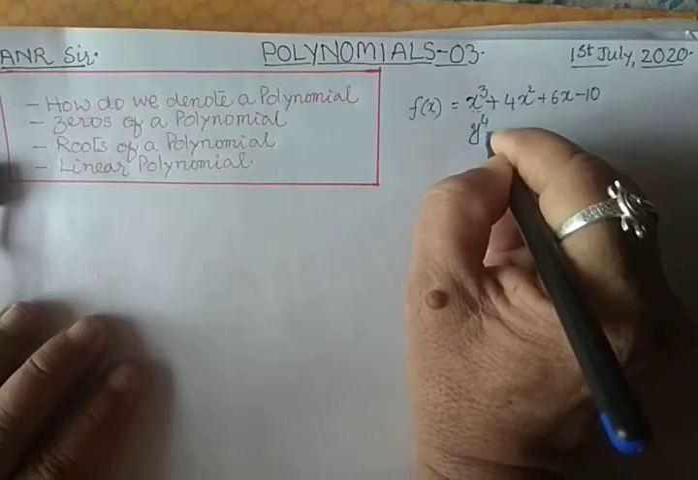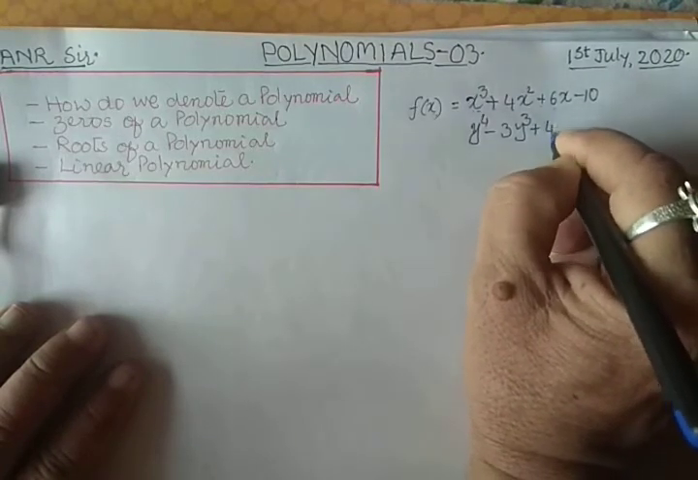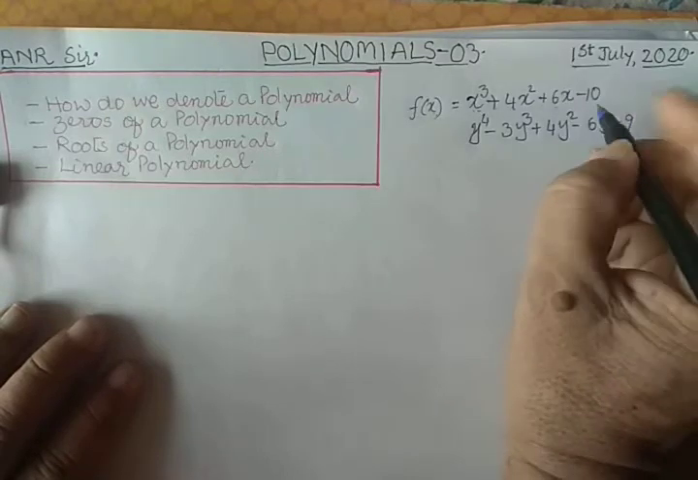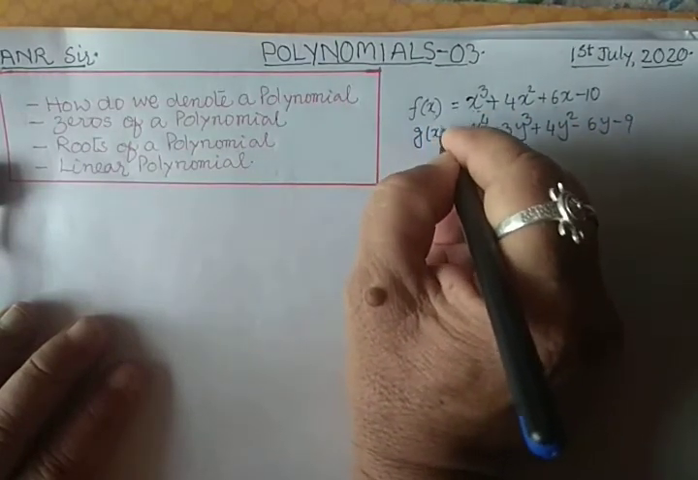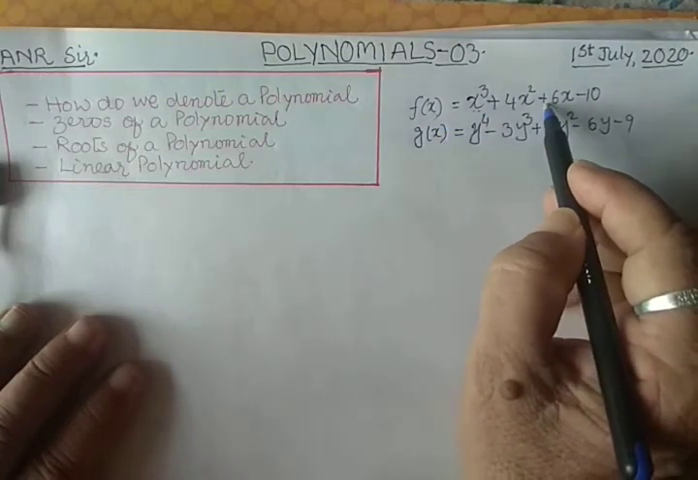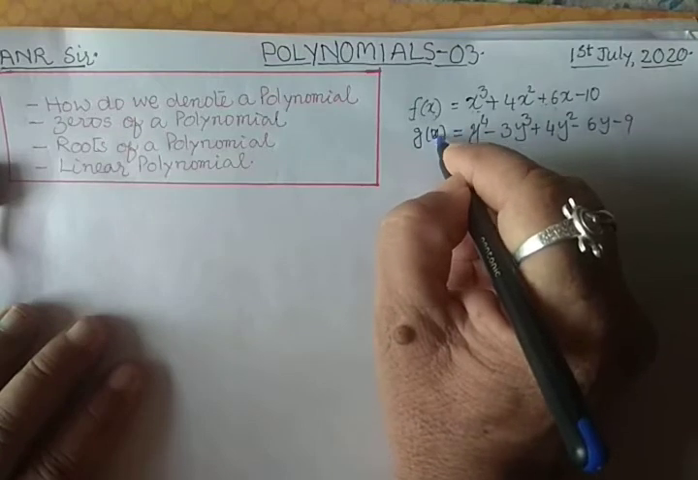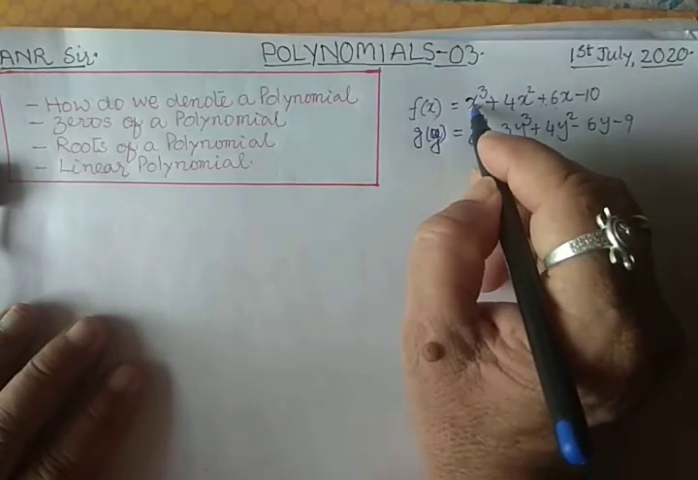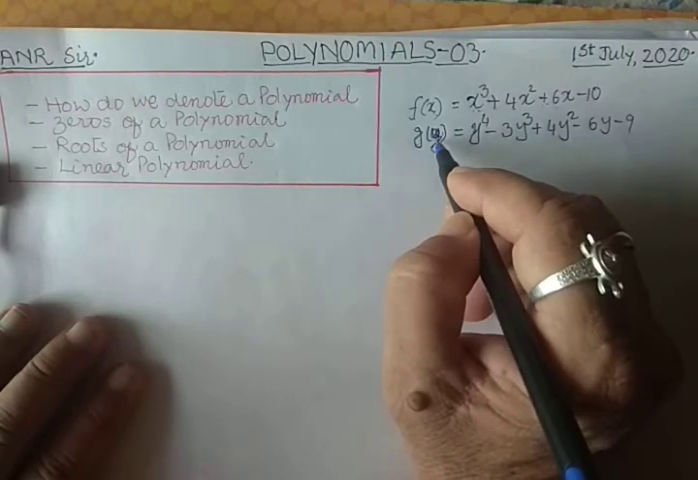y to the power of 4 minus 3y cube plus 4y square minus 6y minus 9. And let us denote this polynomial as g(y). That means we should not think that we can denote a polynomial by f only. We can denote it by g also. Here g(y), because here the variable is y, and there the variable is x, so f(x). Because here the variable is y, we denote this as g(y).